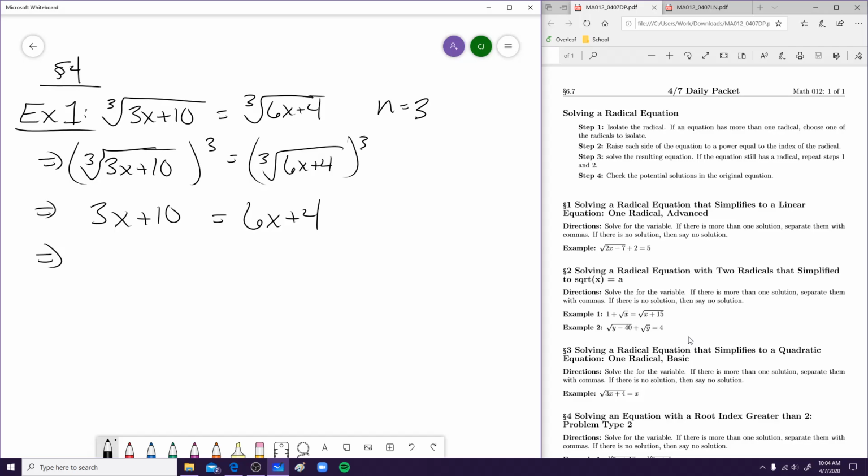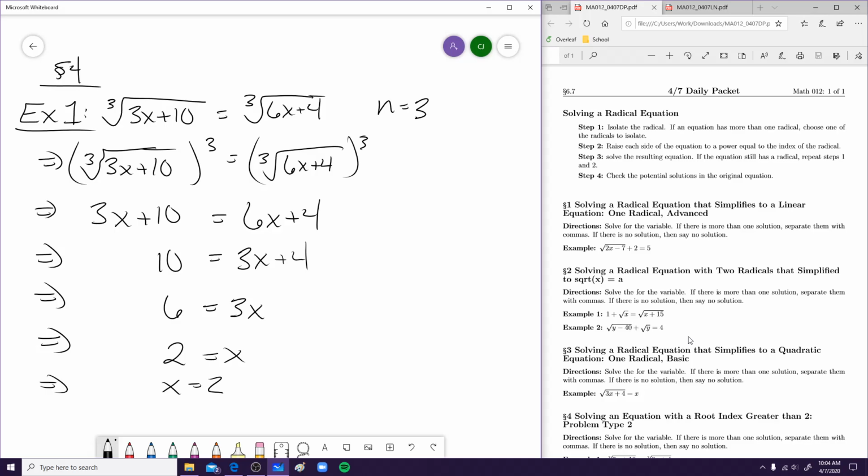It's up to you, but normally I like to subtract the variable so that the variable is positive. So I'm going to subtract 3x over, so that gives me 10 is equal to 3x plus 4. Then I'm going to subtract 4 over, so that gives me 6 equals 3x. Lastly, remember we want a coefficient of 1 in front of the x, so we divide both sides by 3. We get 2 is equal to x, or you can also say x is equal to 2.